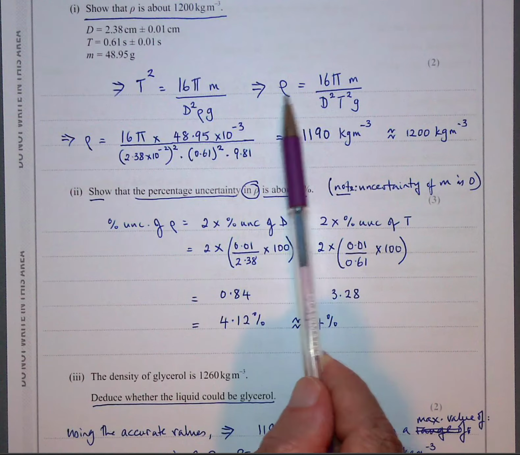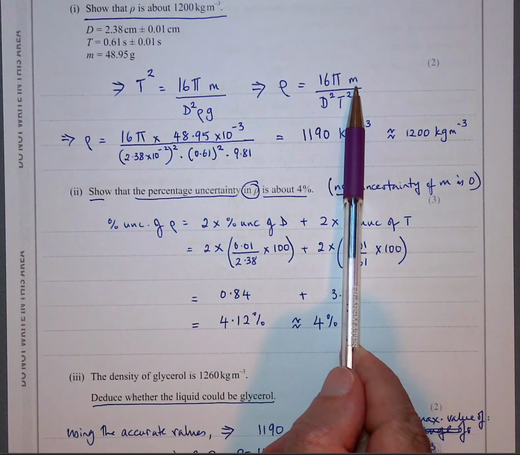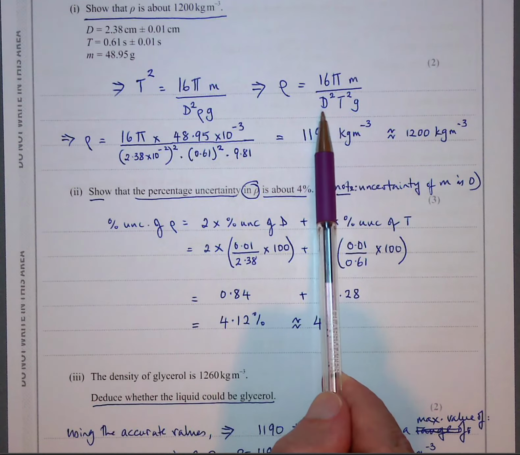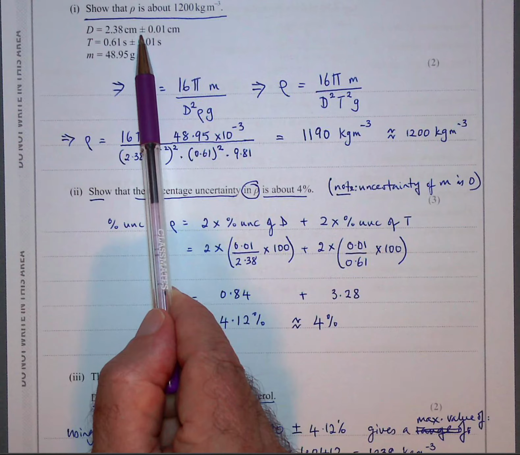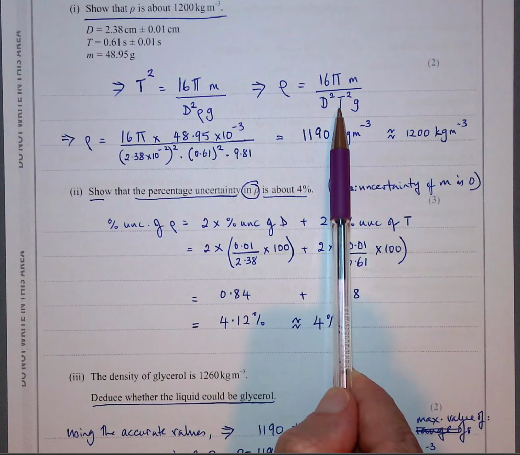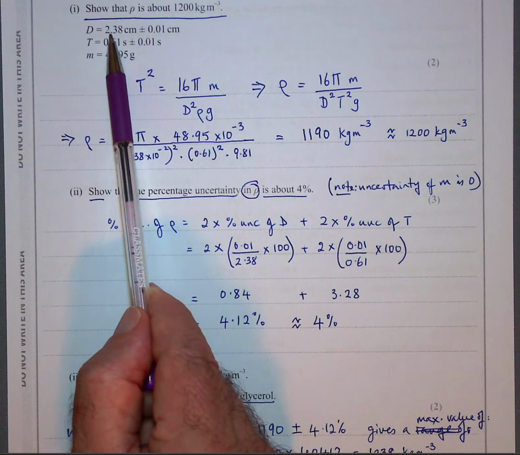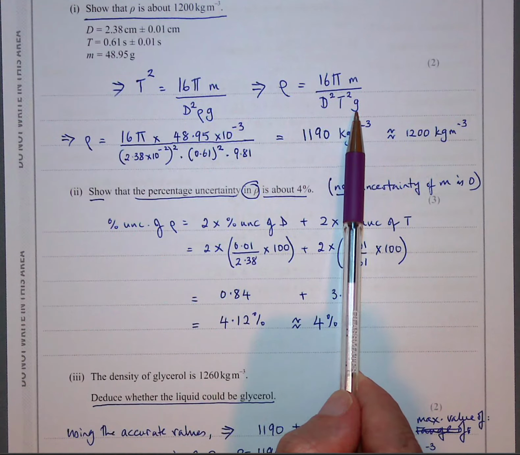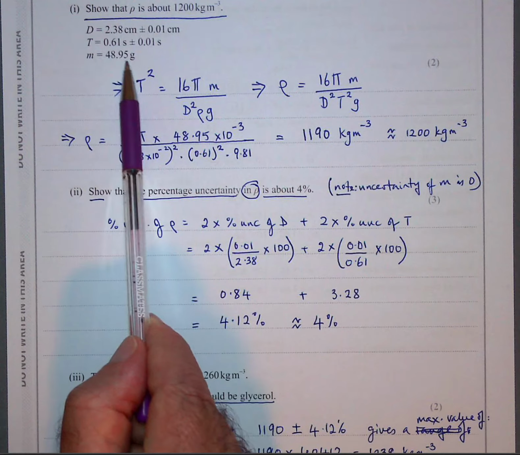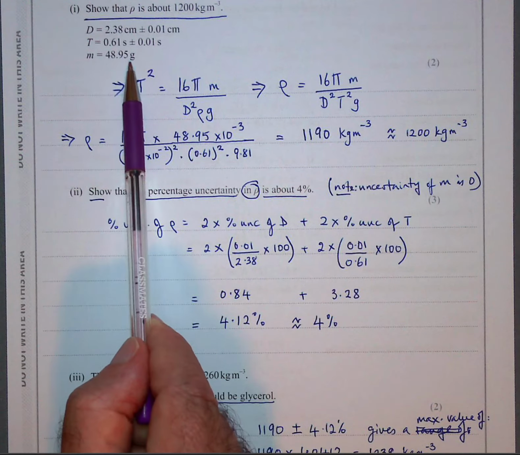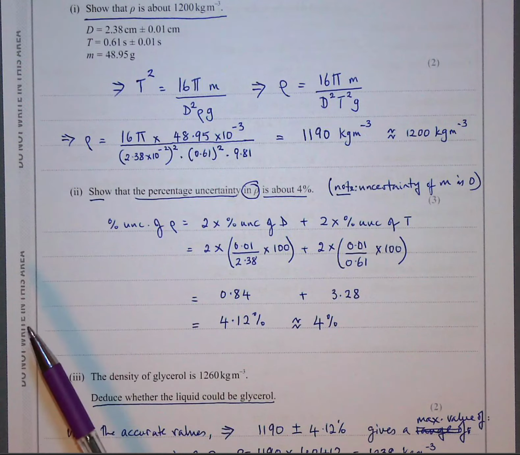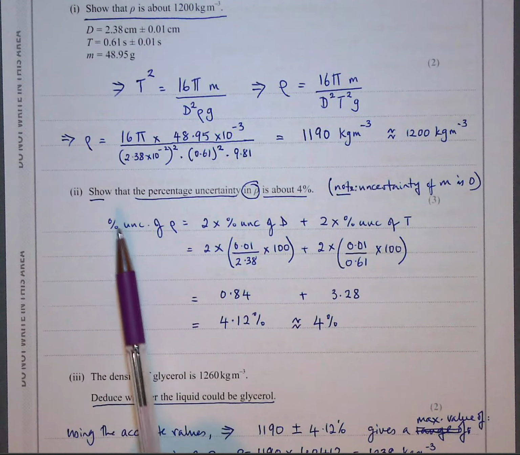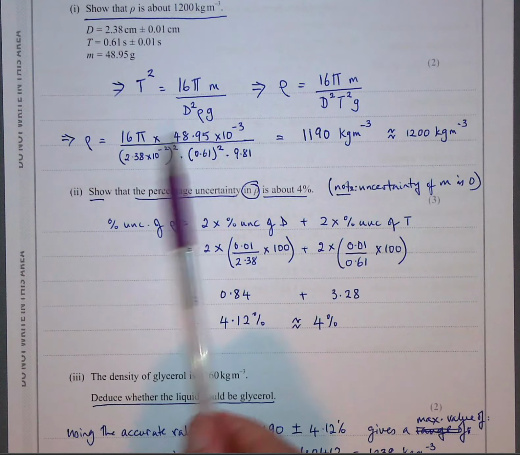So the density would be 16 pi times m, the mass of the loaded test tube, D squared, which is given here in centimeters, T squared, which is given in seconds, so you've got to change this to meters, and G, which is 9.81 in SI units. You'll notice mass is given without an uncertainty, so we can assume that the uncertainty of the mass is 0 for the purpose of this equation.